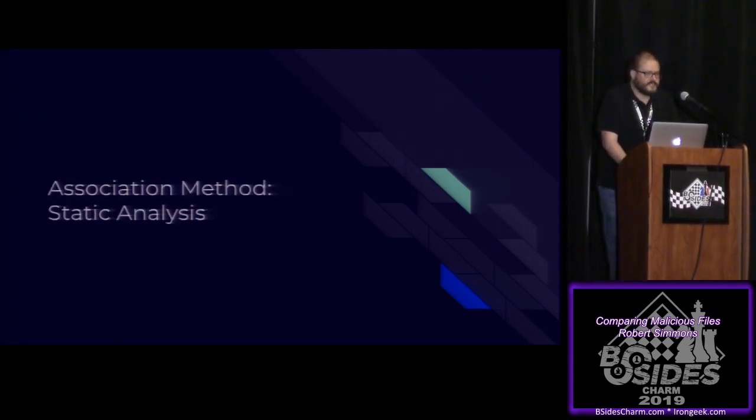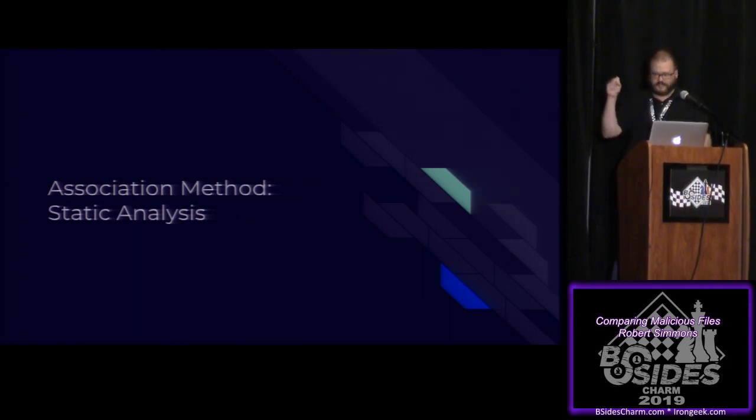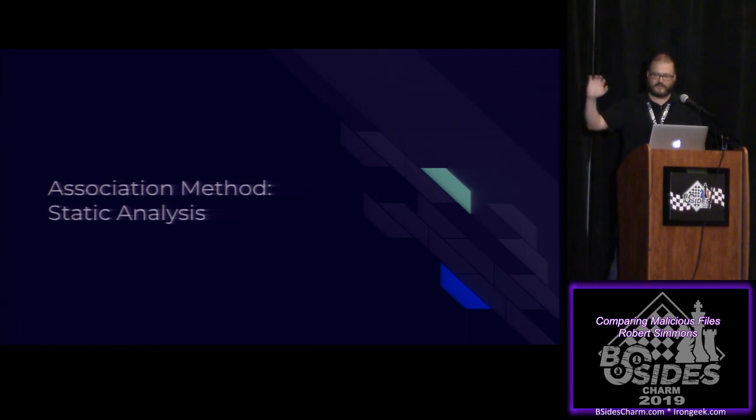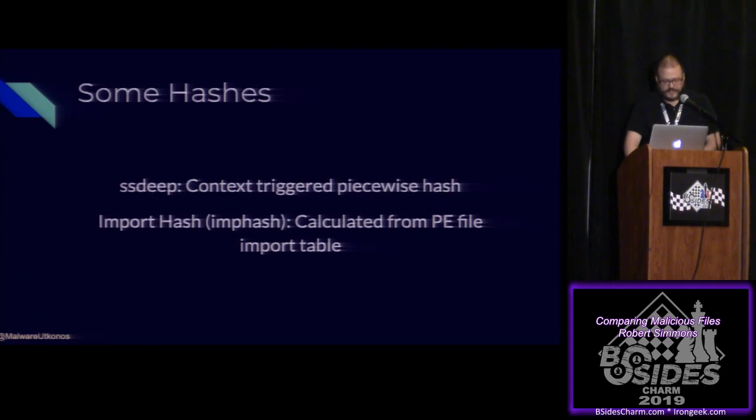So for associations, I know dynamic analysis is a little bit higher up in the level of difficulty. But with static analysis, you have all the tools available to you, so you can gather a wealth of data from a file without even running it. So some hashes that you can gather from a file, which allow you to relate it to other files in your repository: SSDeep. This is context-triggered piecewise hashing, also known in street slang as fuzzy hash.